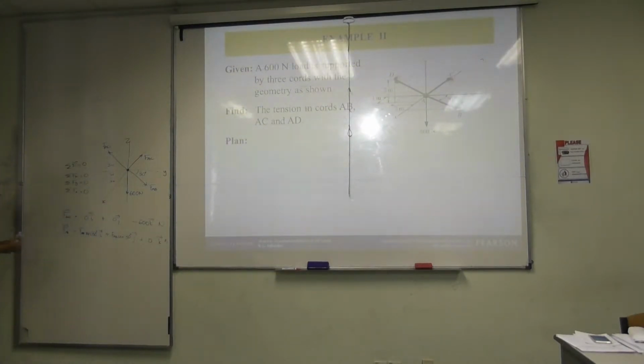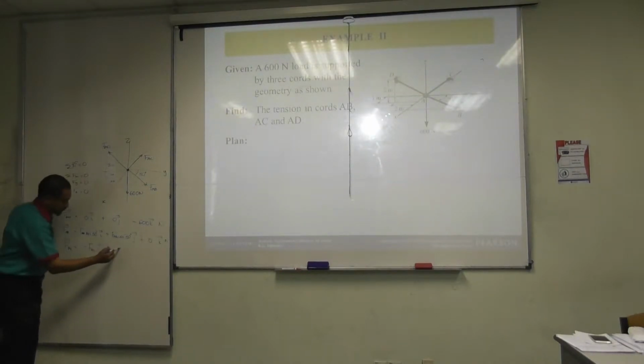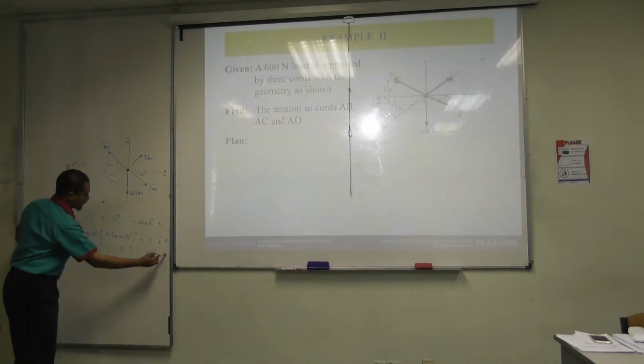Right. So this is basically using what we have learned in chapter 2, I believe, right? So what about FAC? What's the X component? Negative? Negative what? Negative FAC. Alright. Y component? 0. Z component? 0. Okay.